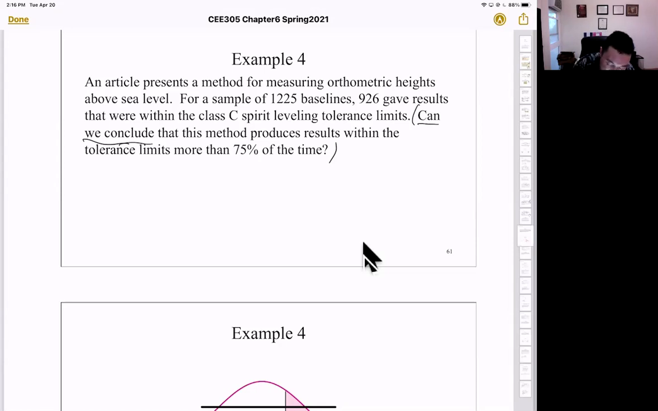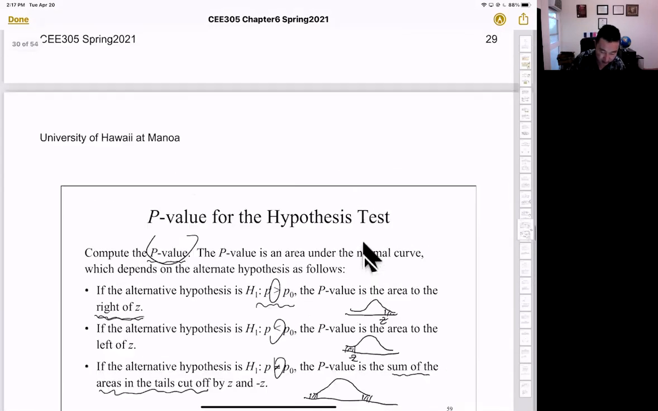An article presents a method for measuring isometric height above sea level. A sample of 1225 baselines, 926 of them gave results that were within class C spirit leveling tolerance limit. We don't need to know what that means. So that's the proportion: out of a sample of 1225, 926 within a certain limit. So can we conclude that this method produces result within tolerance limit more than 75% of the time? That's the hypothesis test for proportion, so we use the equation from this section here.